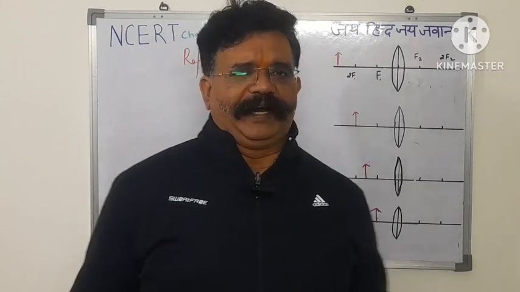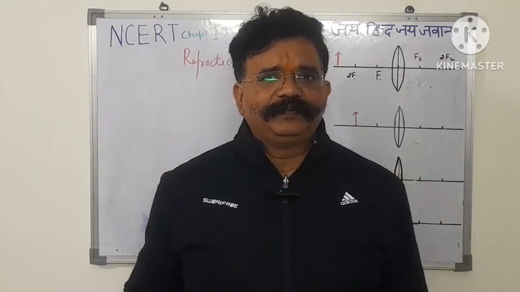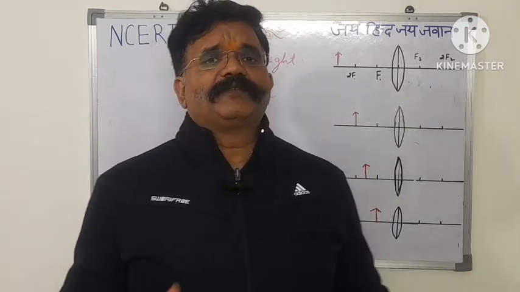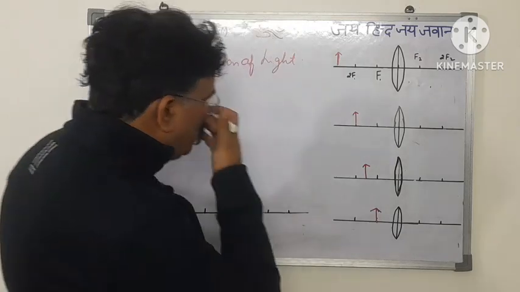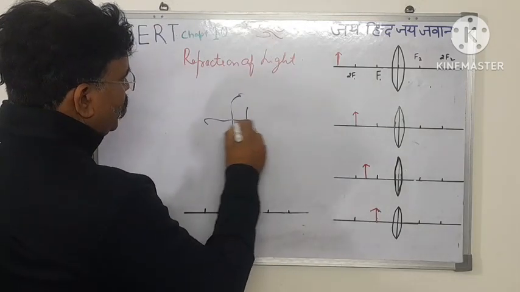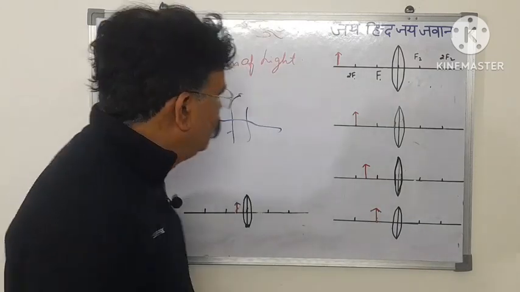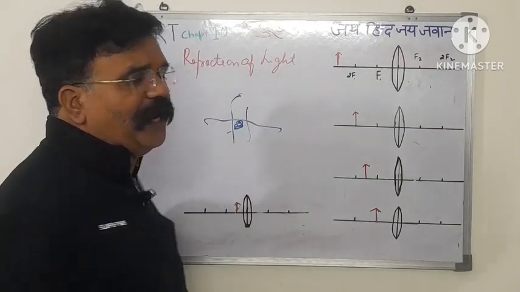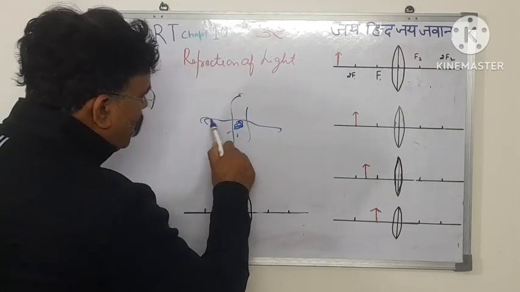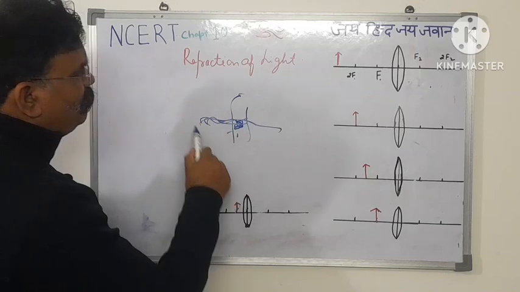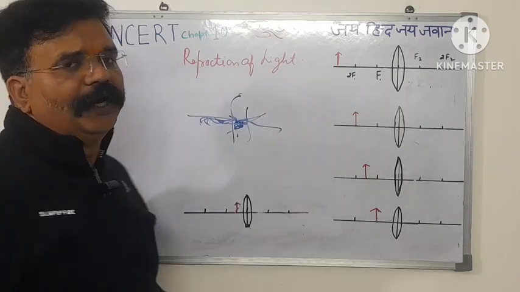What is the refraction of light? When light travels in any medium, its velocity, its speed is not changed. But when light travels through a certain medium, due to the density of that medium, the speed of light is changed. Due to this change, the path or the direction of the incoming rays is changed. This phenomenon is called refraction.